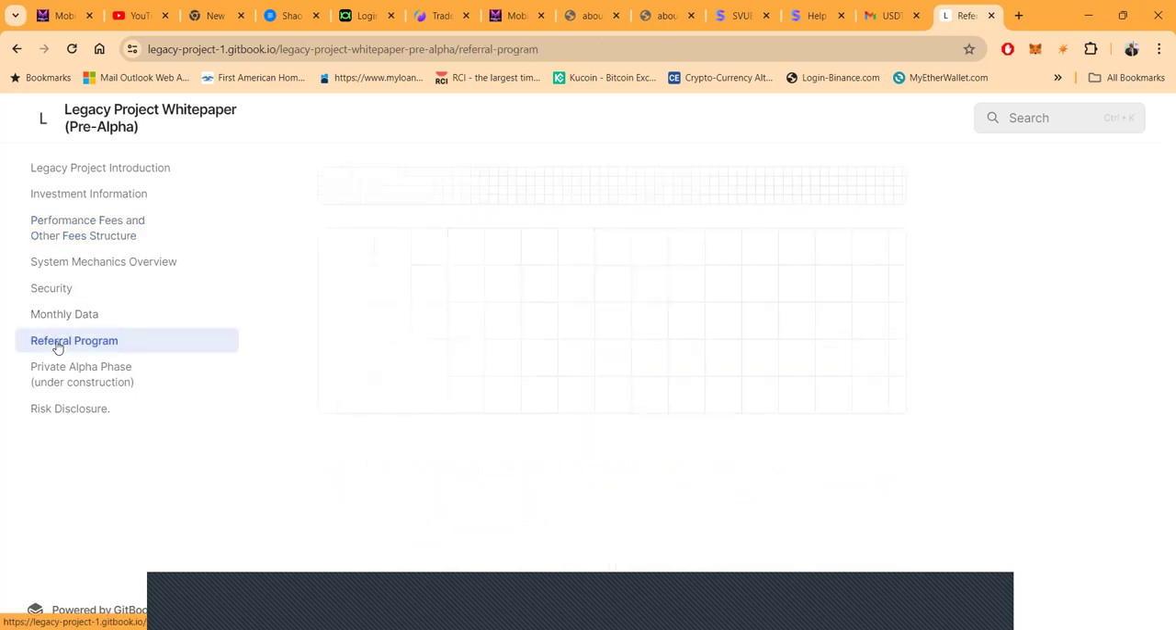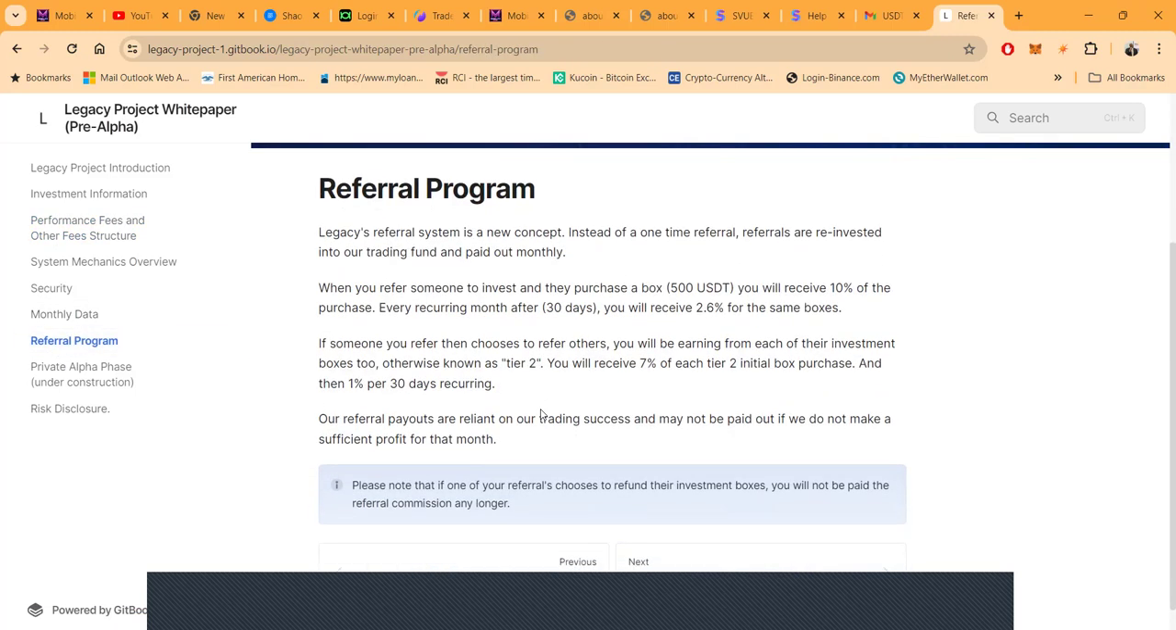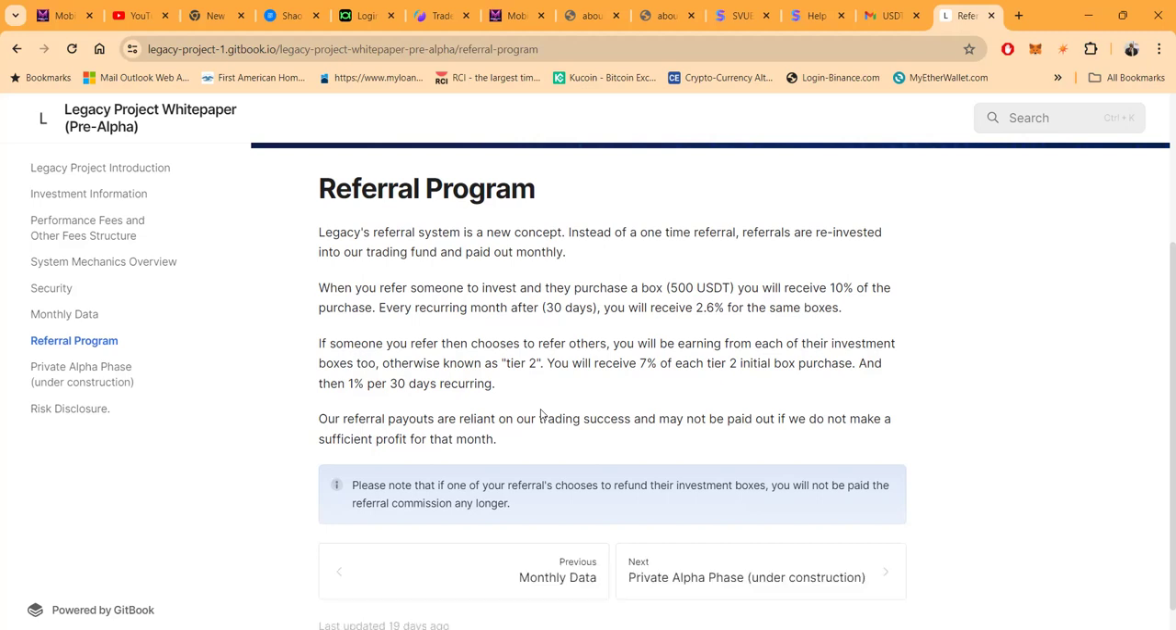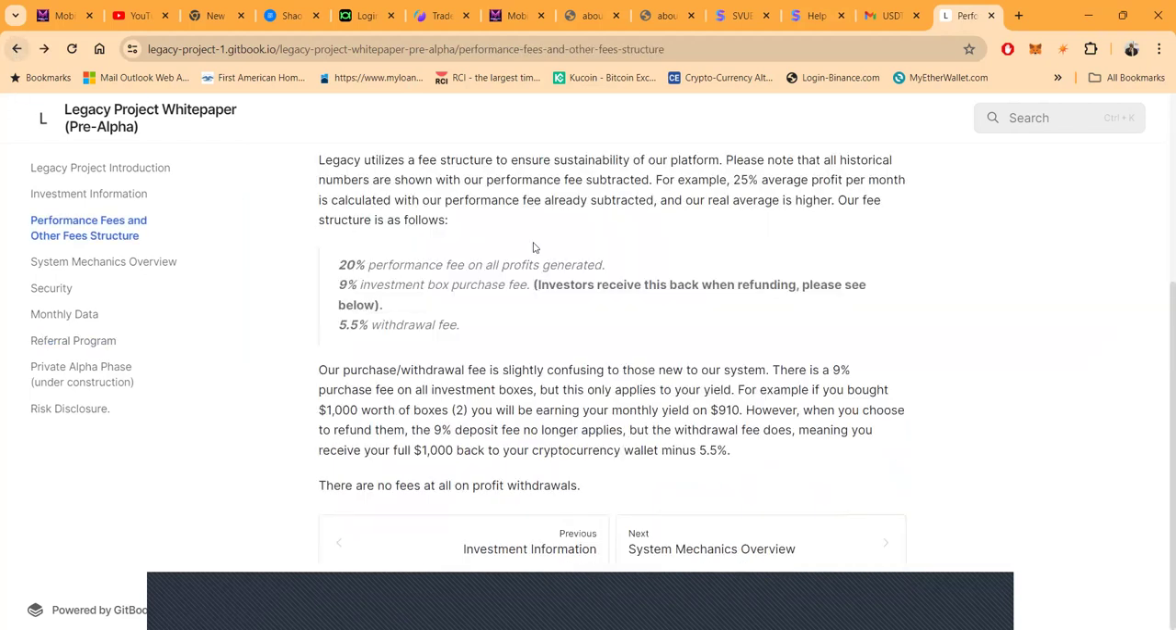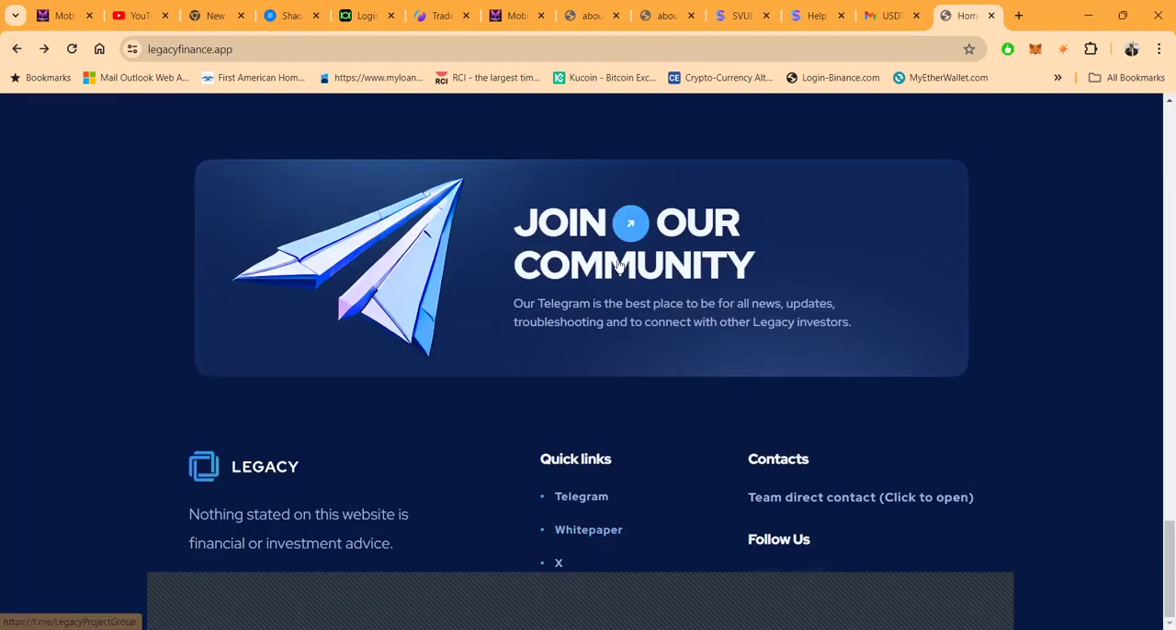It's pretty simple, folks. Reminds me of a crypto program a lot, just with the whole $500 start. You start receiving your profits every 30 days, but the first time it's after 32 days. And then there is a two level referral fee where it's like 7% on the first and then 1% on the recurring. And then 10% on the first, 2.6% on the recurring. And then level two is 7% on the first and then 1% on the recurring. So pretty good, you know, still to give you out some crypto for you telling other people about their project, which I think is always good.